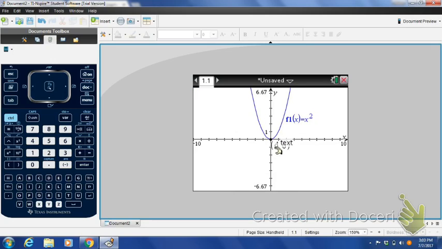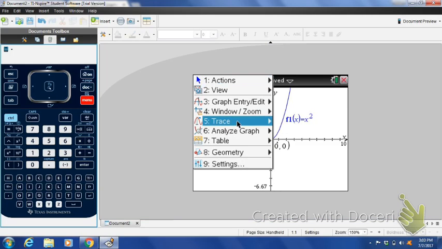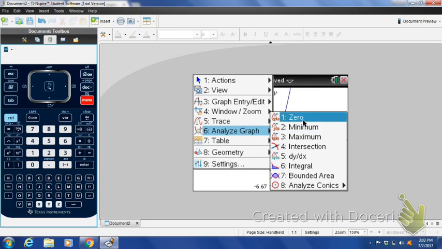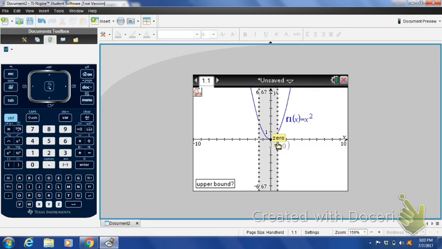and then we got our point right there, 0, 0. Alright, that'd be a minimum value. And also, if you didn't know that's where it crossed the x-axis, then you could go back to analyze graph and do 0. And then it would tell you that that's a 0 as well, 0, 0.